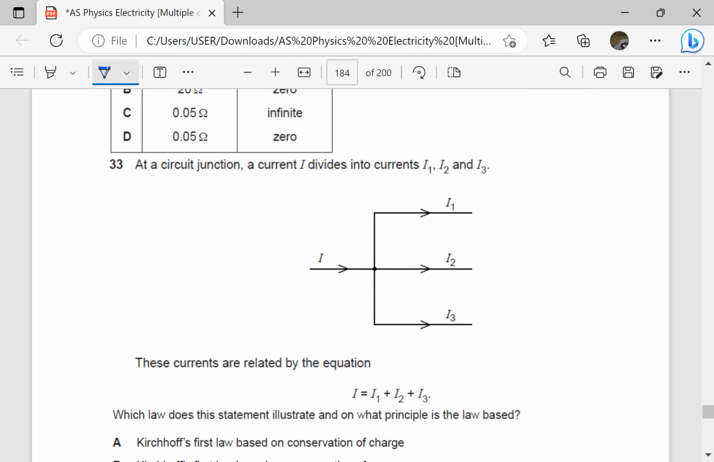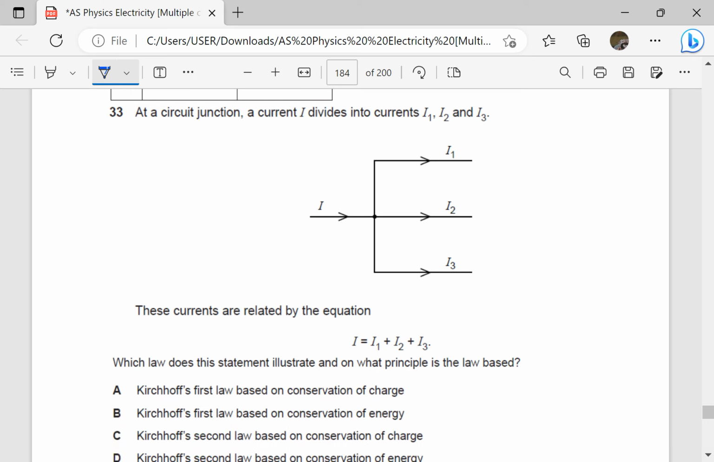At a circuit junction, a current I divides into currents I1, I2 and I3. These currents are related by the equation I is equal to I1 plus I2 plus I3. Which law does the statement illustrate and on what principle is the law based?